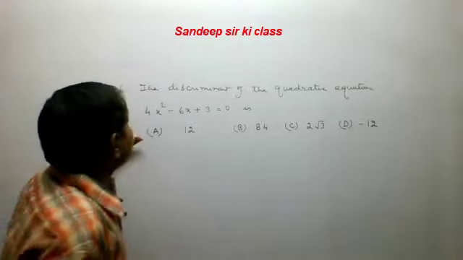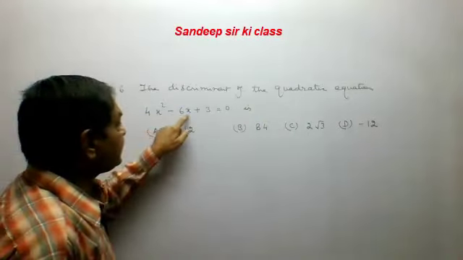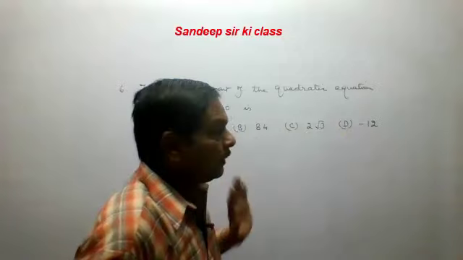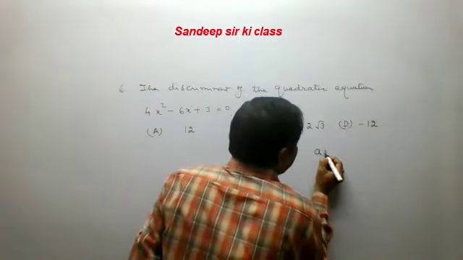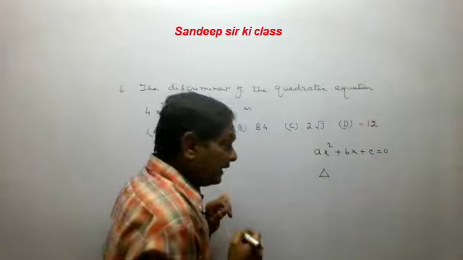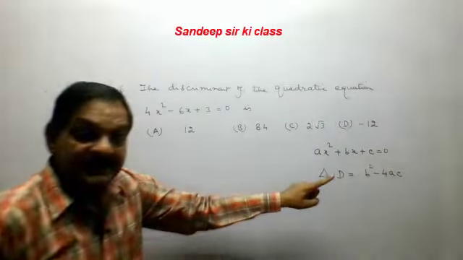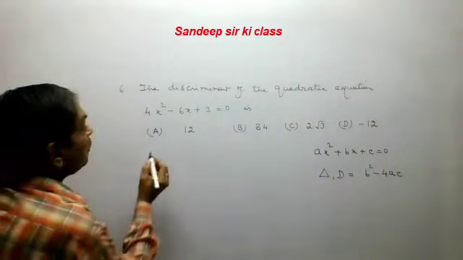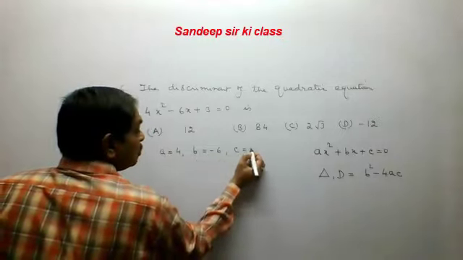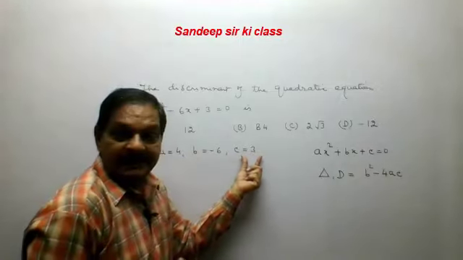Next question, question number 6. The discriminant of the quadratic equation 4x square minus 6x plus 3 is equal to 0 is: 12, 84, 2 root 3, minus 12. See, we know that if the quadratic equation is ax square plus bx plus c is equal to 0, then discriminant delta or D is given as b square minus 4ac. This is the value of the discriminant. Here a is equal to 4, b is equal to minus 6 and c is equal to 3. If we compare it with this equation, we write a as 4, b as minus 6 and c as 3.